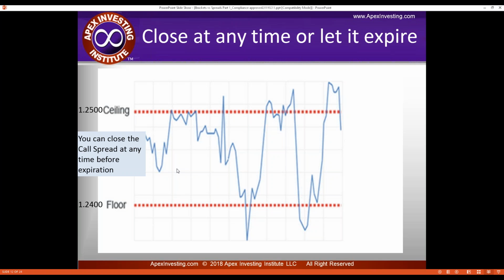So there's some optionality in there. Now at expiration, where you bought compared to where you sold, that difference is going to be your profit or loss.